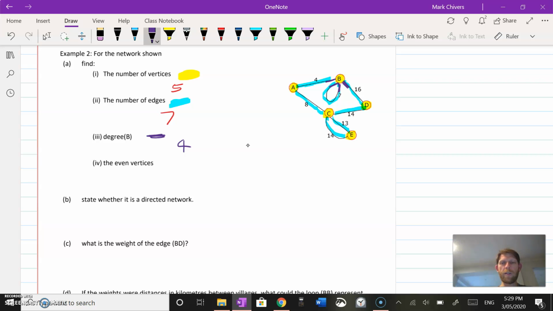The even vertices. So obviously B's even because it has 4 edges. A's also even because it has 2. D's even because it has 2. C's even because it has 1, 2, 3, 4. And E's even because it has 2. So we can just say here all vertices are even.